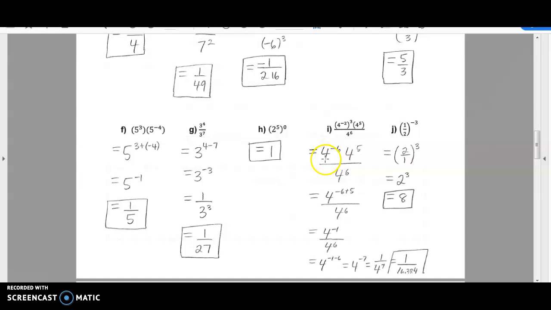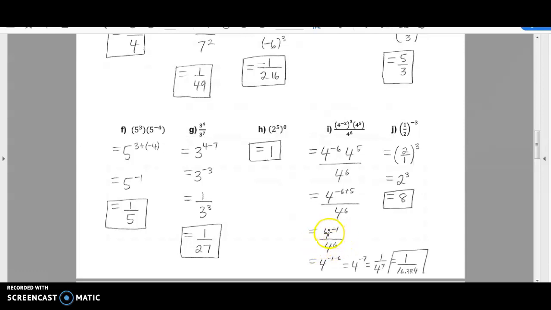Okay, so now we have 4 to the negative 6 times 4 to the 5. If we're multiplying the same base with the same base, we add the exponents. Negative 6 plus 5. Leave the denominator alone for now, that'll just stay 4 to the 6. Simplify the numerator here: negative 6 plus 5 becomes negative 1. And that leaves us with 4 to the negative 1 divided by 4 to the 6.